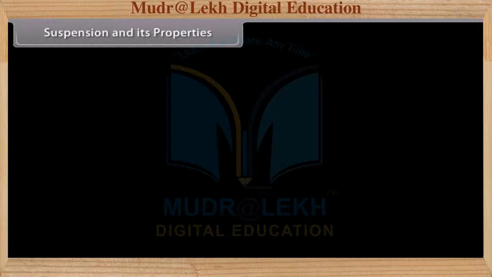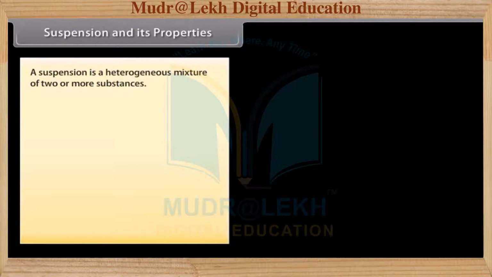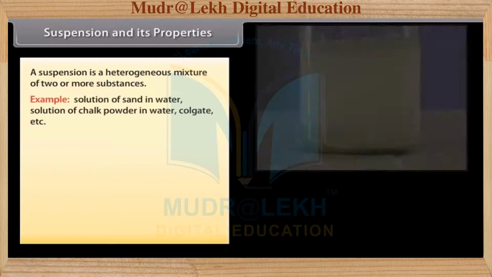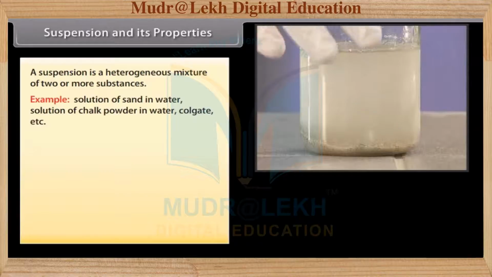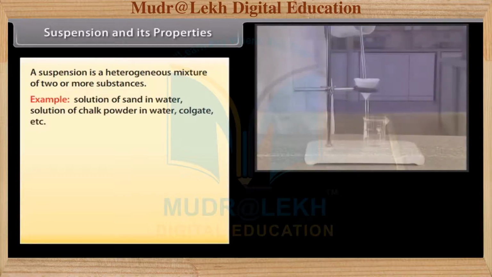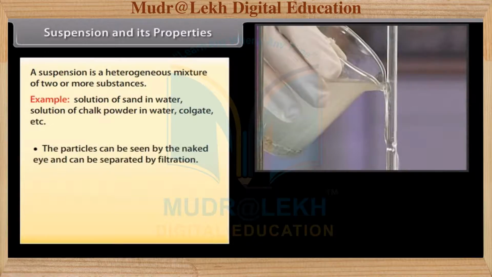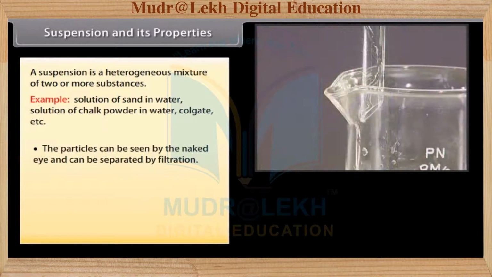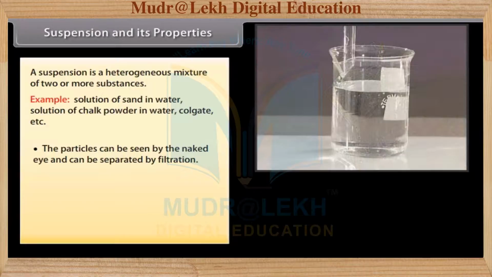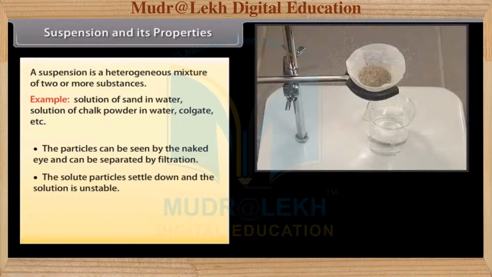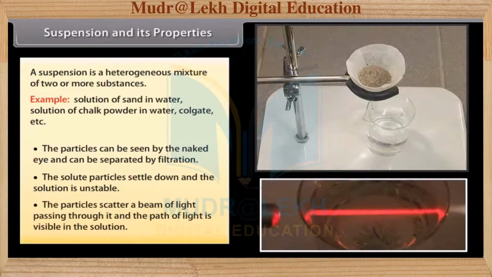Suspension and its properties. A suspension is a heterogeneous mixture of two or more substances. Example, solution of sand in water, solution of chalk powder in water, Colgate, etc. The particles can be seen by the naked eye and can be separated by filtration. The solute particles settle down and the solution is unstable. The particles scatter a beam of light passing through it, and the path of light is visible in the solution.